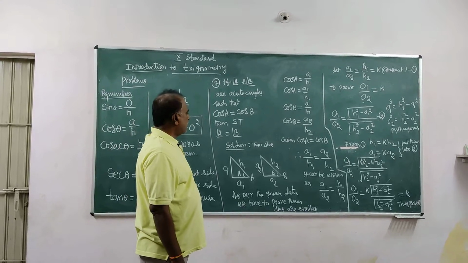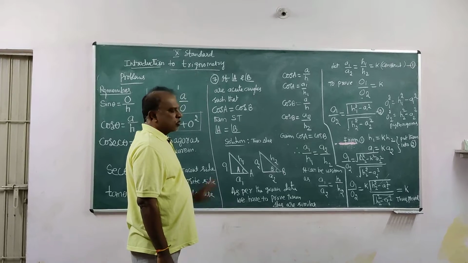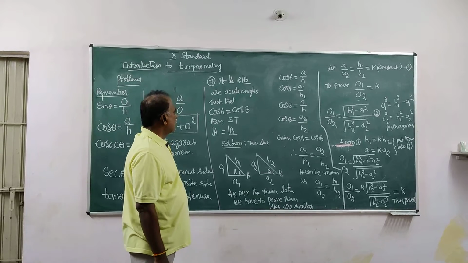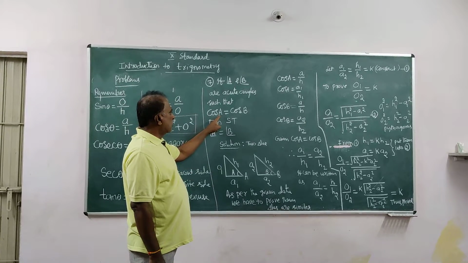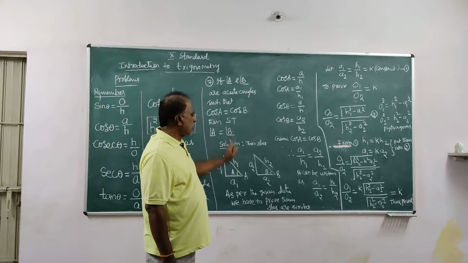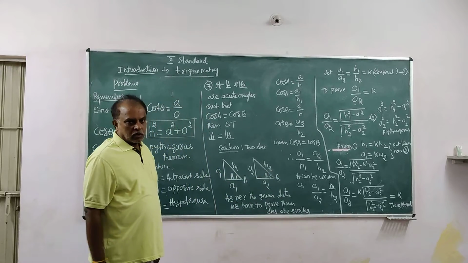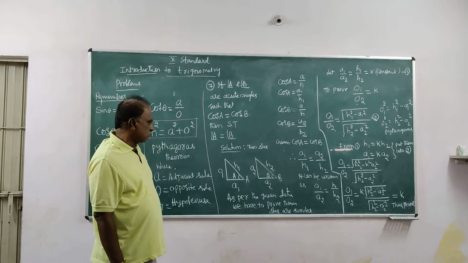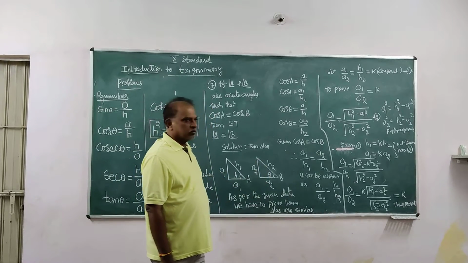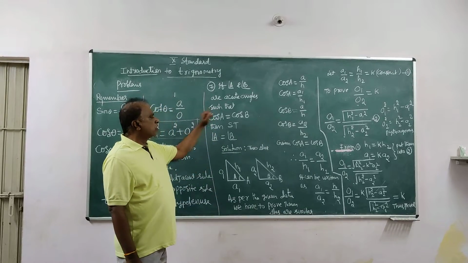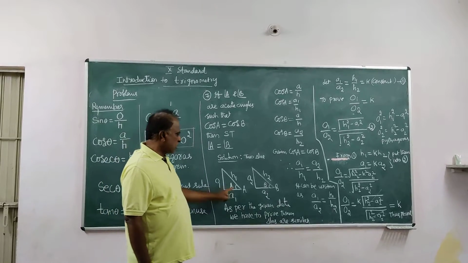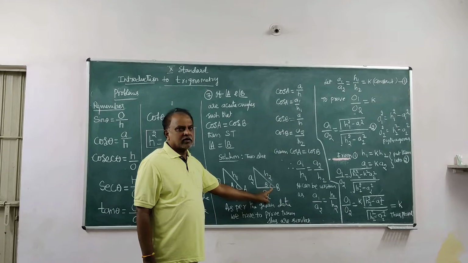As per the given data, there are two triangles. A is an acute angle of one triangle and B is an acute angle of another triangle. Let us represent both the triangles. This is one triangle with angle A, another triangle with angle B, as according to the given data. Then you have to show that these angles are equal. They are called corresponding angles.